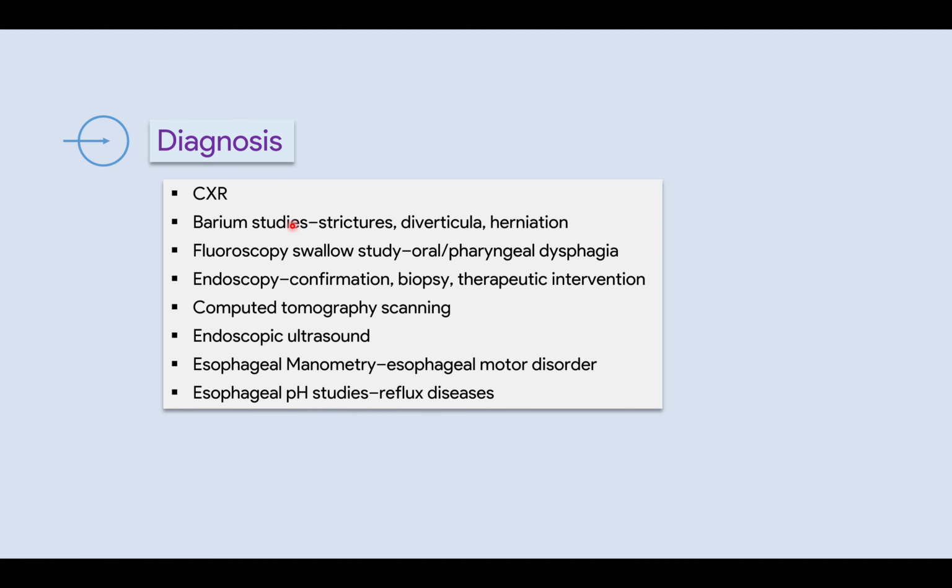And then for these are the special tests for diagnosis. This was initially just for the routine screening. Now these are special tests for diagnosis. Chest X-ray is very important to understand any mediastinal mass or thyroid or any enlargement.